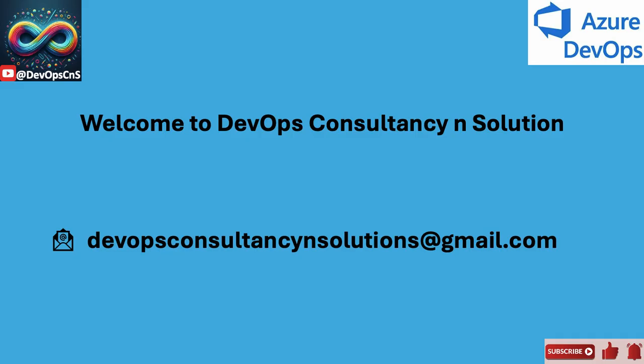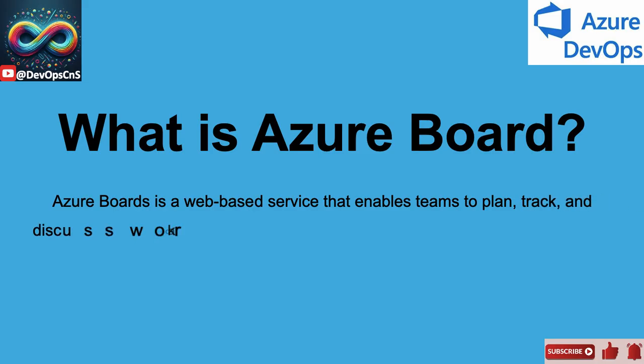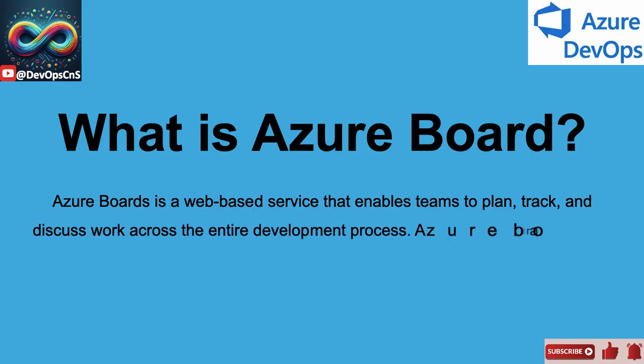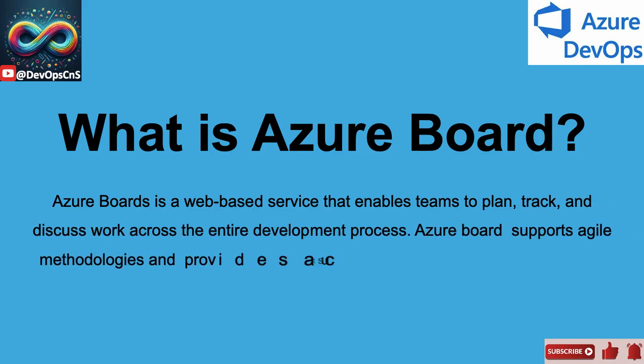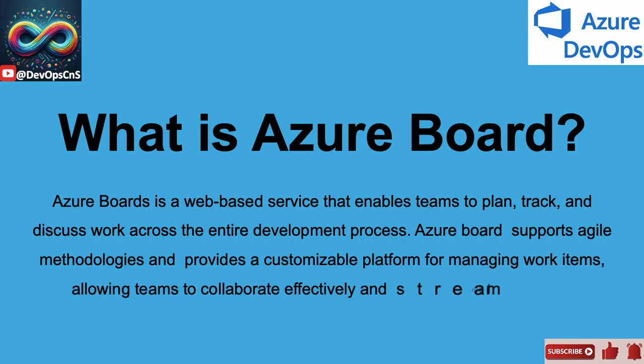In this video, we will learn about Azure Board, take a deep dive into its features, and explore various processes like Basic, Agile, and Scrum. So the question is, what is Azure Board? Azure Board is a web-based service that enables teams to plan, track, and discuss work across the entire development process. Azure Board supports agile methodologies and provides a customizable platform for managing work items, allowing teams to collaborate effectively and streamline their workflow.